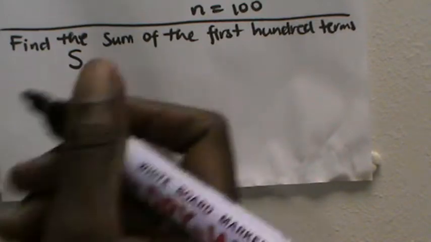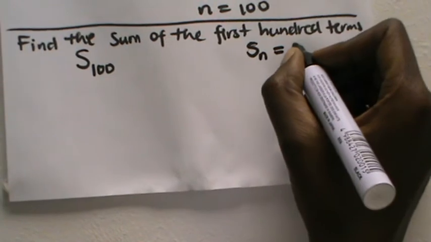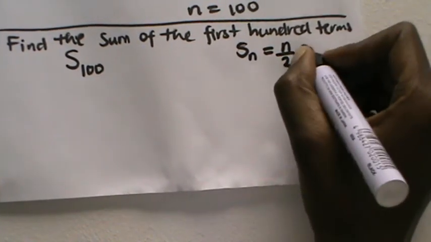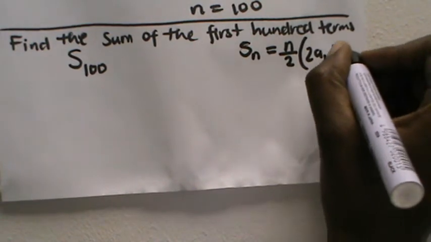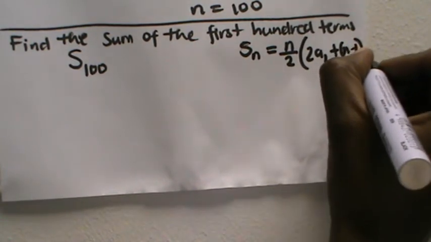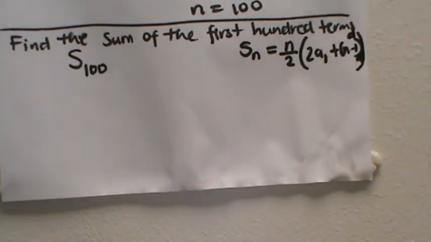Now I'll write the general formula for the sum of the first n terms. This is what it looks like, S sub n equals n over 2 times (2a sub 1 plus (n minus 1) times d). I'm always running out of space, but I'm sure you know the formula already.